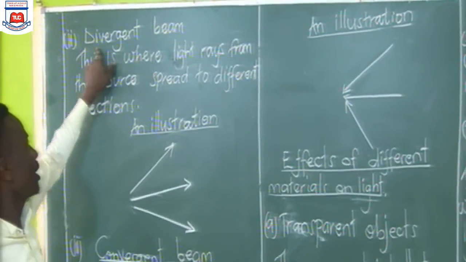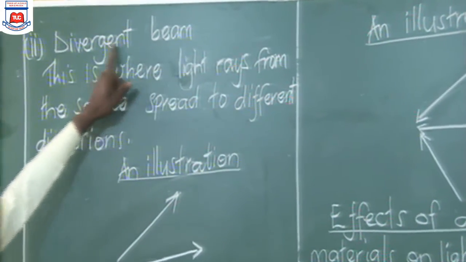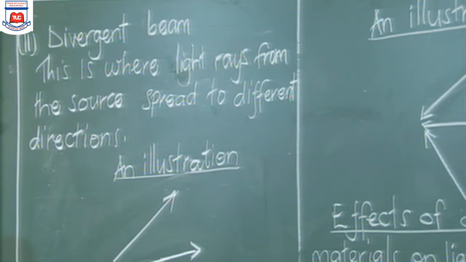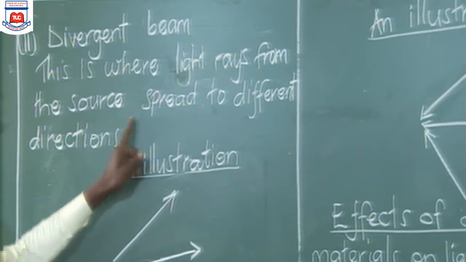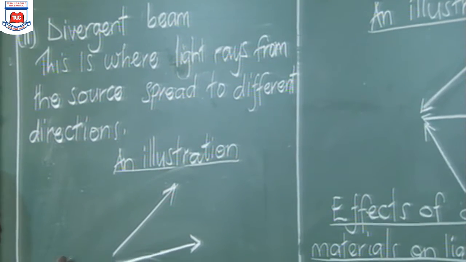Let's continue and look at the other type of beam, which is the divergent beam. To diverge means to spread or to scatter into different directions. So we say this is where light rays from the source spread to different directions. So I'm assuming that the source of light is here.